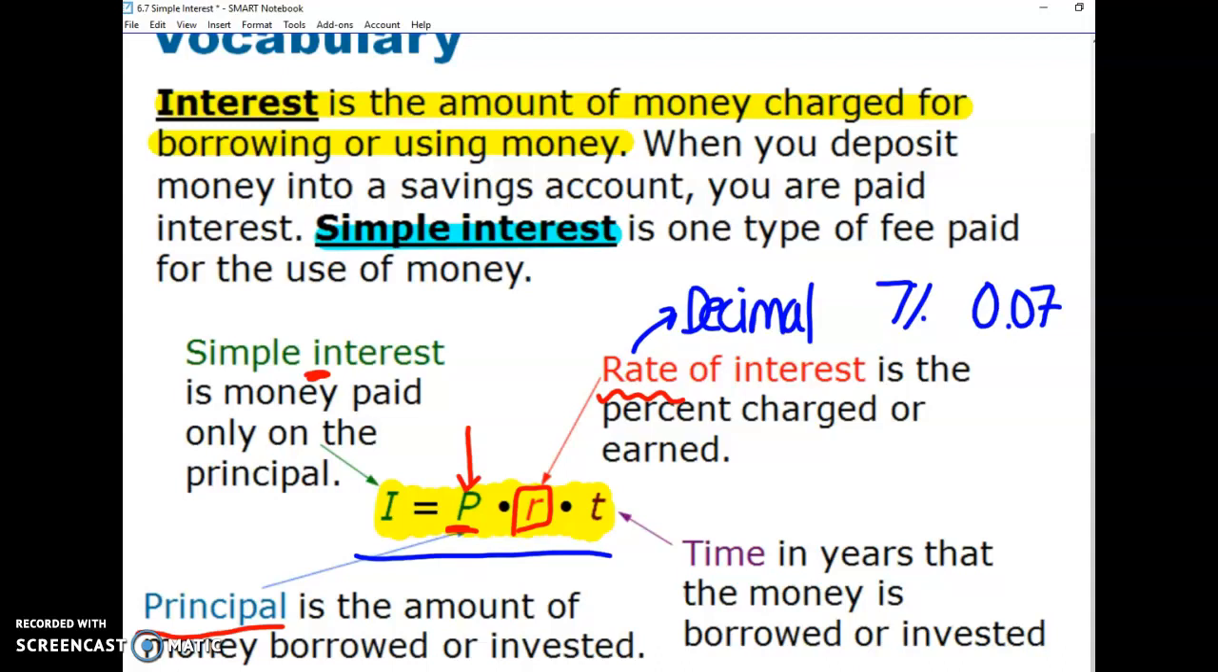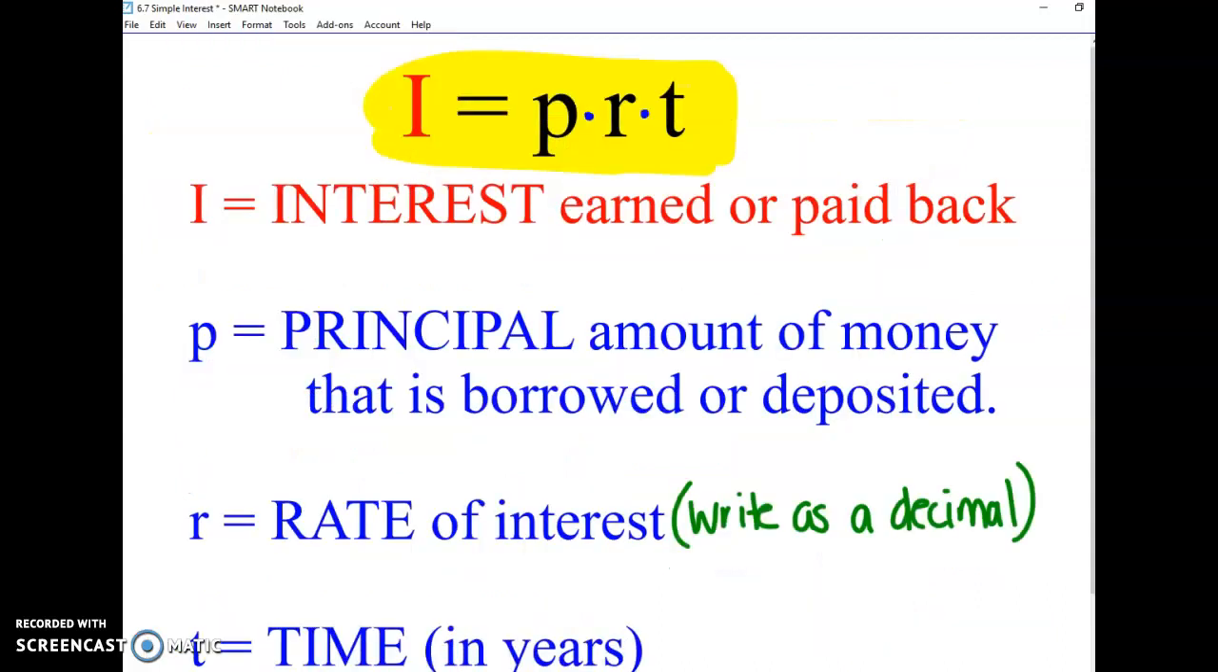And then the T stands for time. That is measured in years that the money is going to be borrowed or invested. So if you were to borrow for 4 years, you would enter 4 in for your T. If you were to borrow for 18 months, you would put 1.5 in for your number of years.